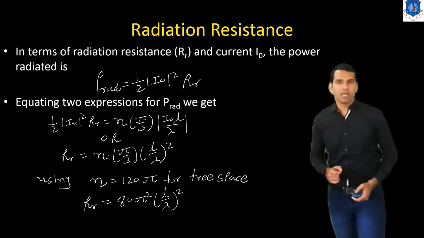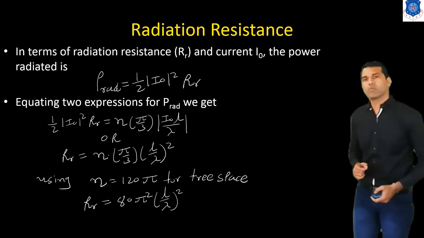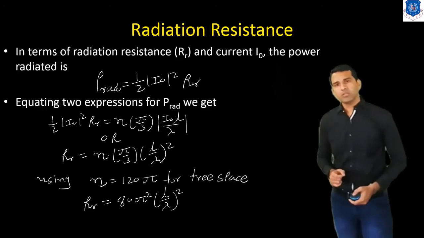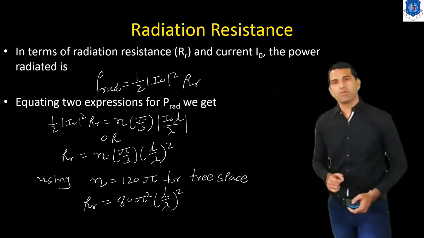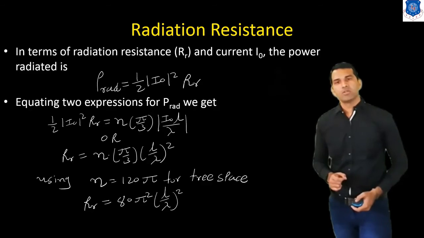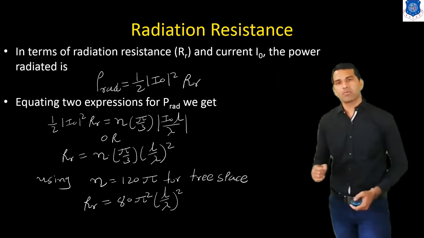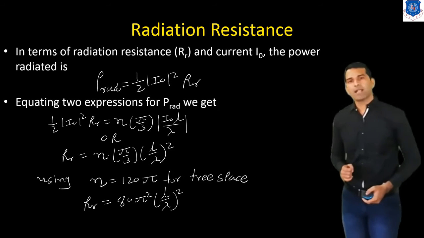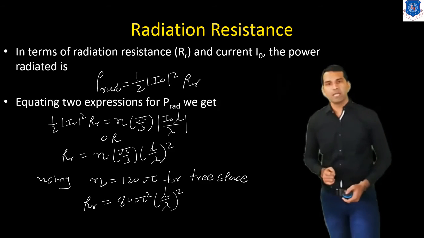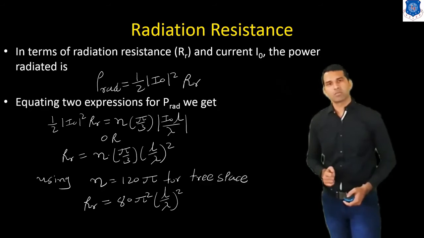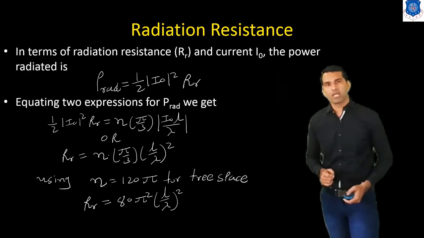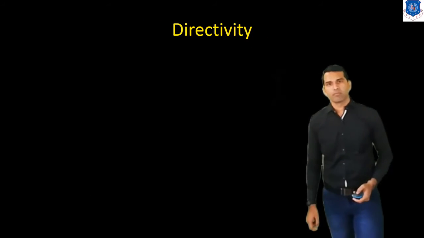Now we know that eta is equal to 120 pi. So for free space, the eta value is 120 pi. So when we substitute the value of eta in the RR equation, we get RR is equal to 80 pi square (L by lambda) square. So this is the radiation resistance equation for the oscillating dipole or infinitesimal dipole.